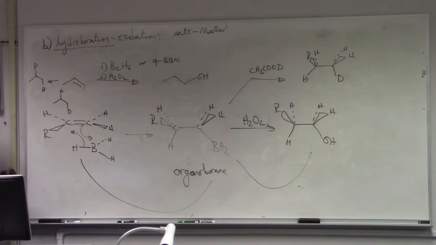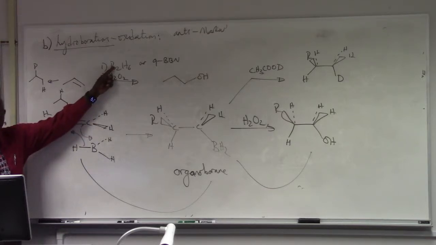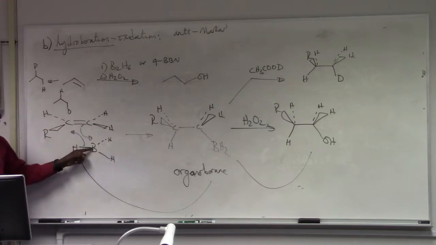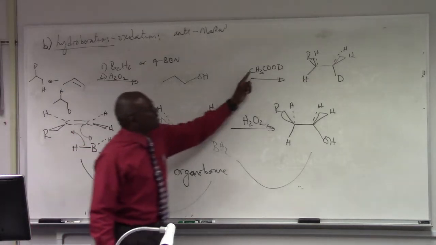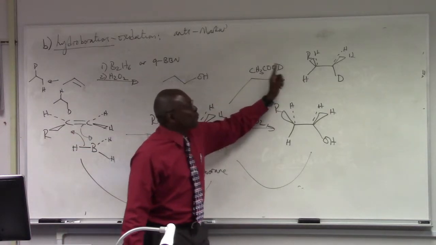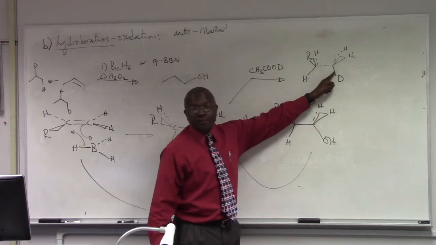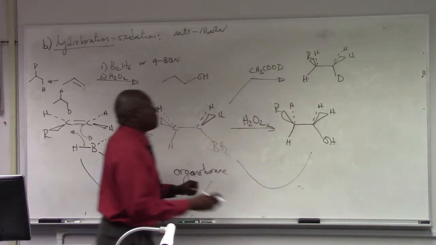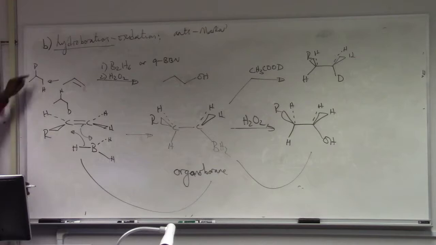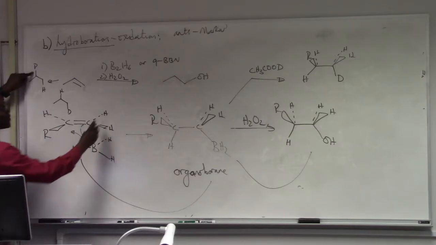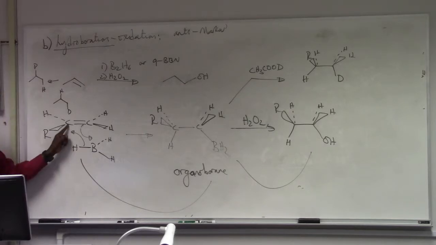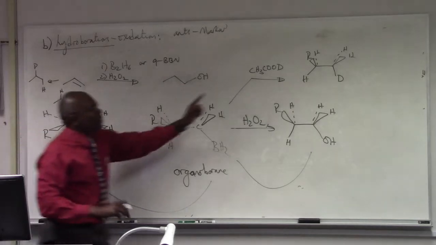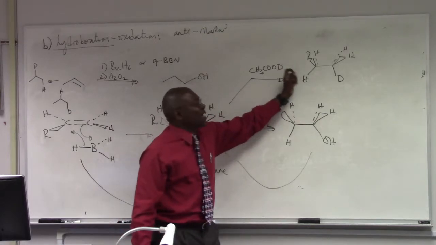But what's even better is I can decide where the H and the D go. How would I do that? Well, if I use B2H6, the H goes on the crowded carbon. And then I would use CH3CO2D, which would then replace the boron and go here. But if I wanted to have the D here, instead of using B2H6, I'd use B2D6. So the D would come here. And then I would use CH3CO2H, and the H goes there.